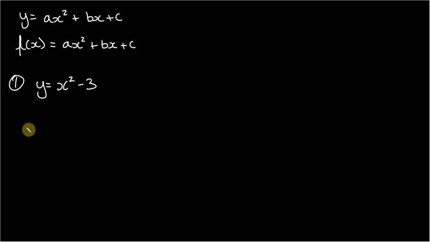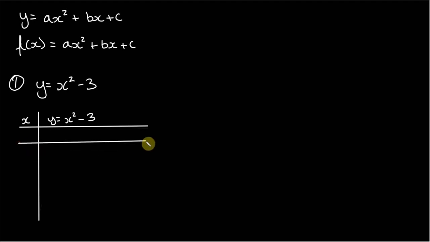So the first thing that we could do is, again, create a table, and I'm just going to create a simpler table of values where we just mark this as x, and then this is y equals x squared minus 3. We need to take the values of x from negative 4 to positive 4. So we'll start with negative 4. So x equals negative 4. So this is going to be negative 4 squared minus 3. So that's 16 minus 3, which is 13 in this example.